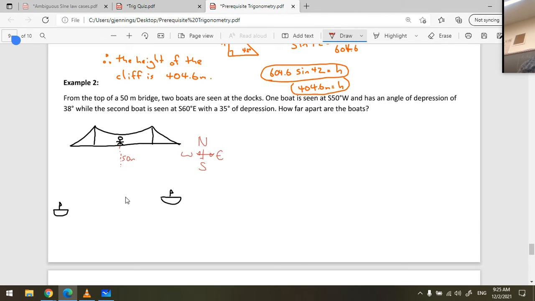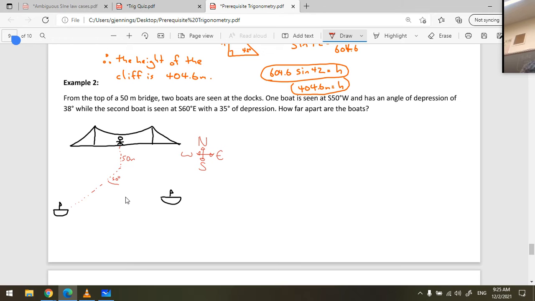And that can help organize your thinking as well. And so we go south and then 50 degrees west. So this line going here towards this boat is making a 50-degree angle with south. That's 50 degrees. I really want to zoom in, but I want to read the whole question.